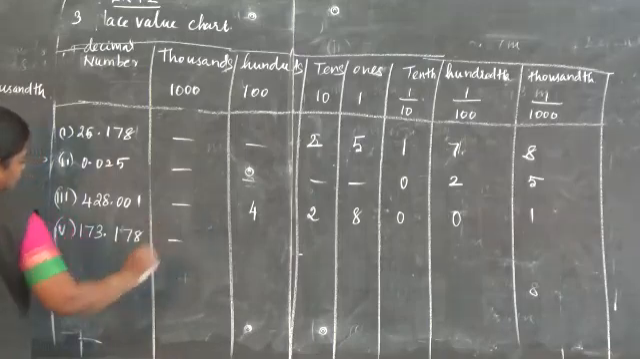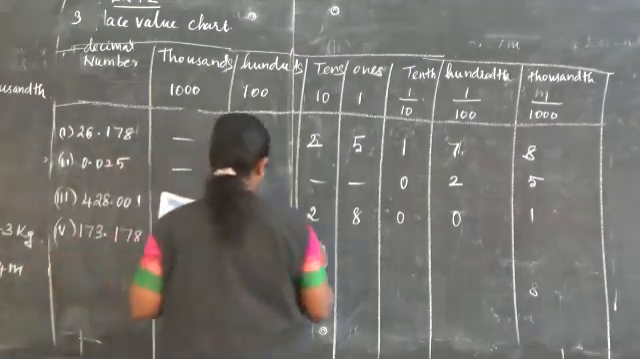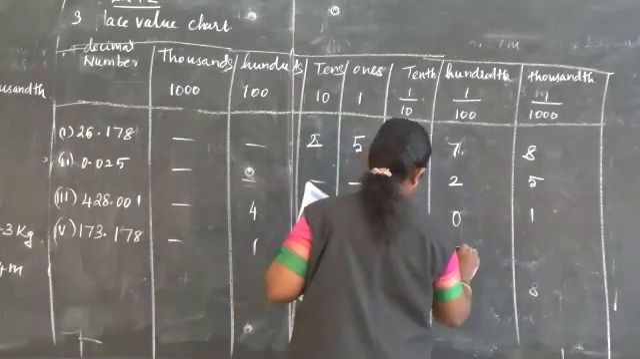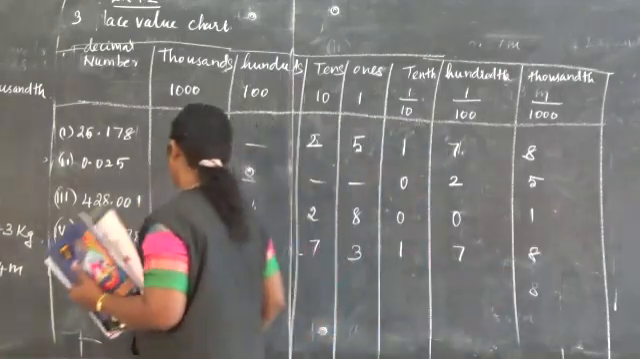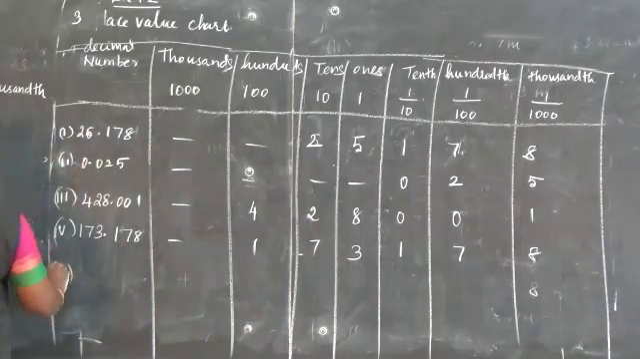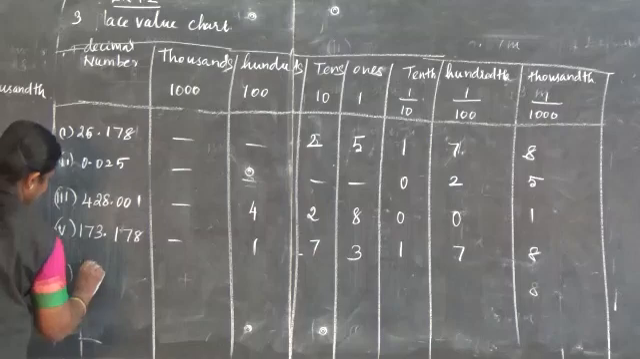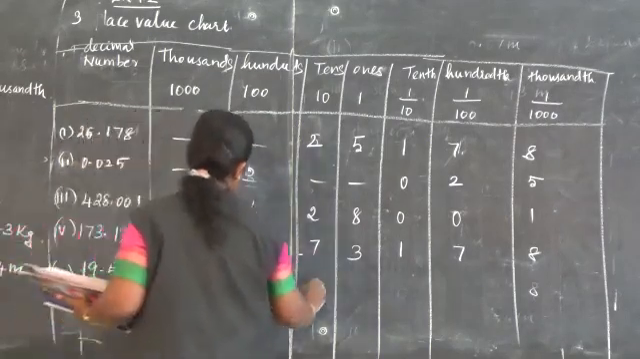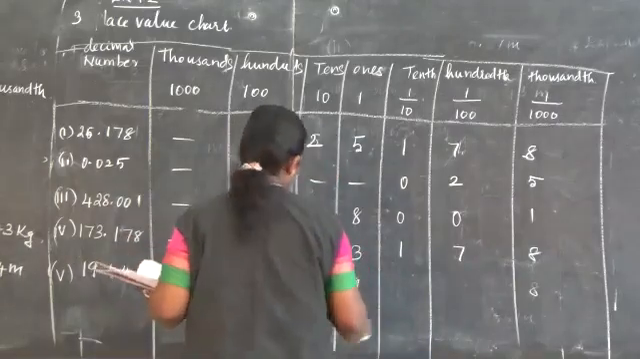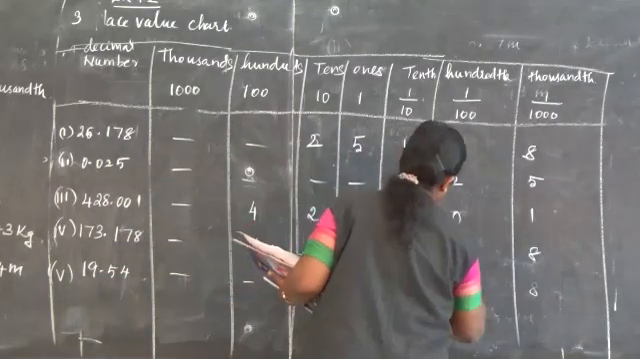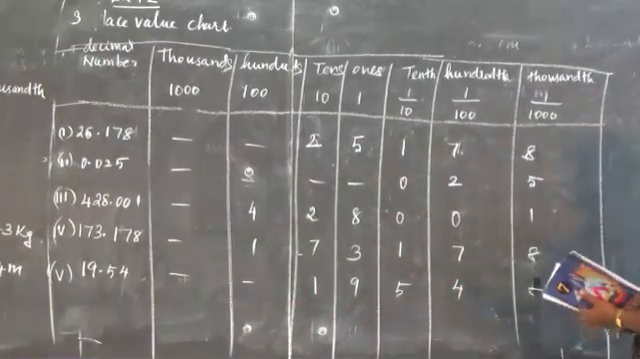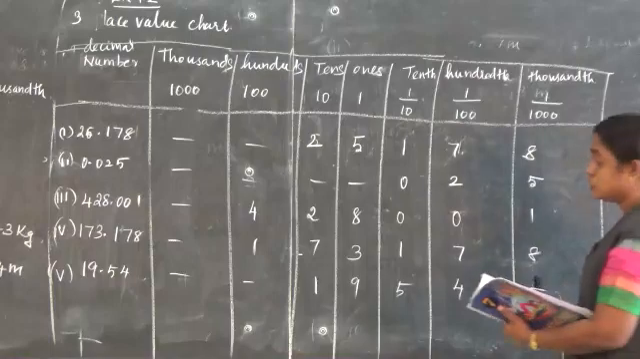173.178. Here also no thousands. 1 hundred, 7 tens, 3 ones, 1 tens, 7 hundreds, 8 thousands. Come to that fifth subdivision. 19.54. 1 tens, 1 ones, 5 tens, 4 hundreds, no thousands. This is a way we have to write the place value chart.